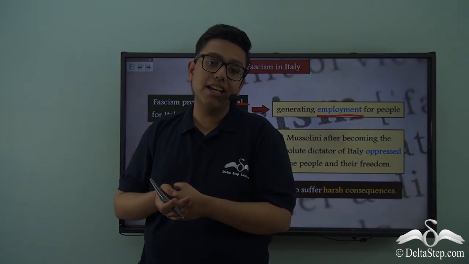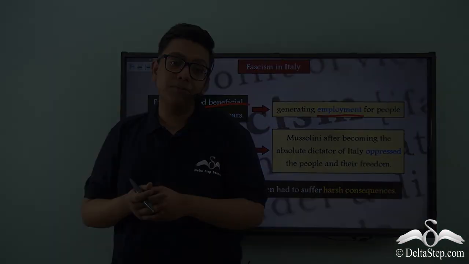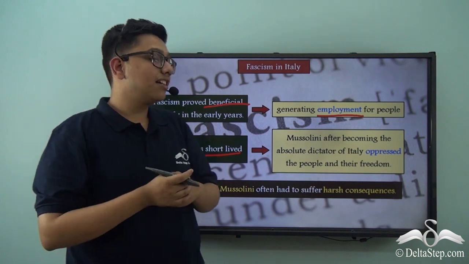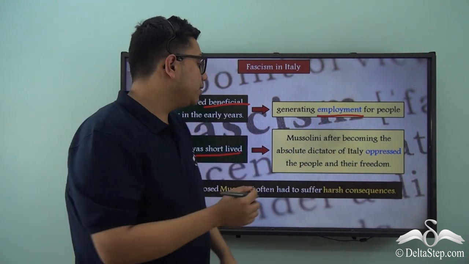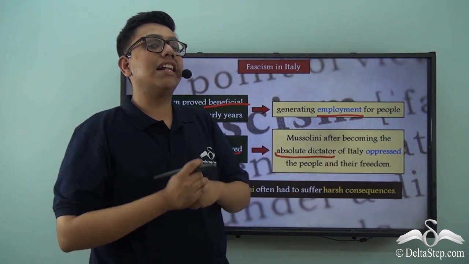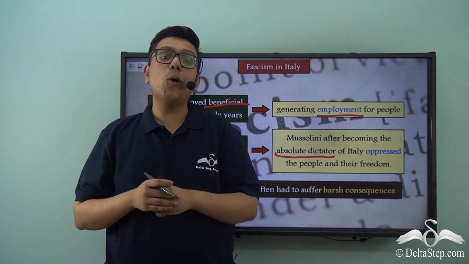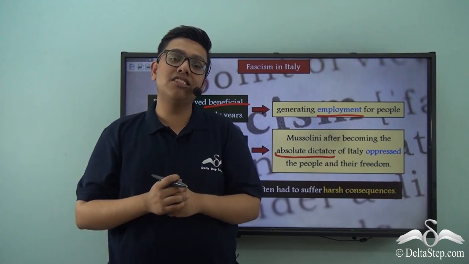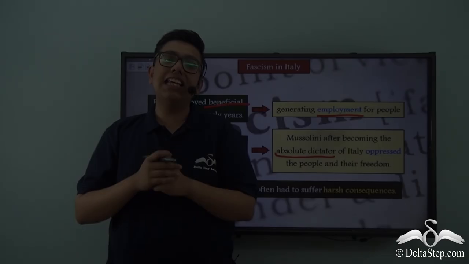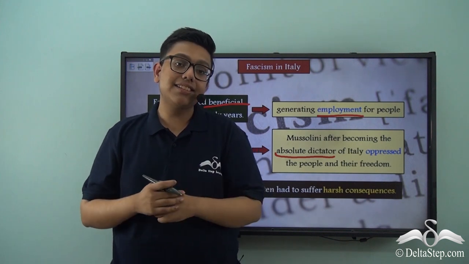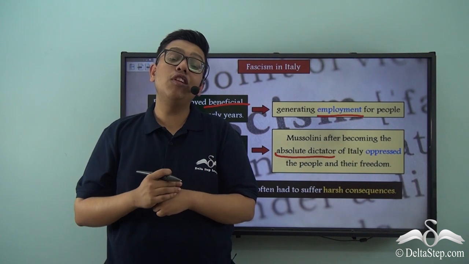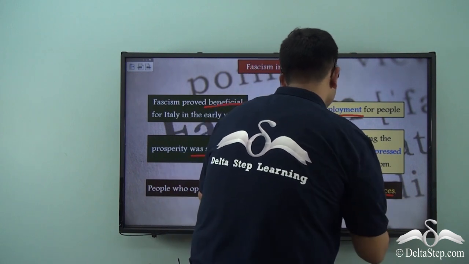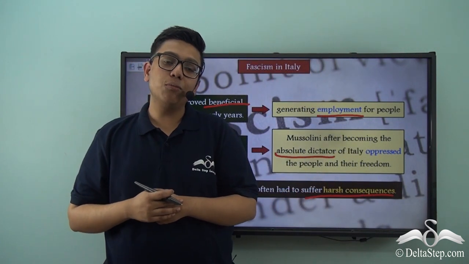But as the years progressed, the cracks in a fascist state started to show. And thus, the prosperity which initially came up was short-lived, and this was especially after Mussolini became the absolute dictator or the totalitarian leader of Italy, and he was obsessed with power and holding power over people, and therefore he oppressed even the most basic rights of the citizens, namely the right to speak their mind and even the right to know more about things. And this led to the creation of a fascist state where no one could dare oppose the leader, or else he would have to suffer harsh consequences, by which definitely we understand we also mean death.